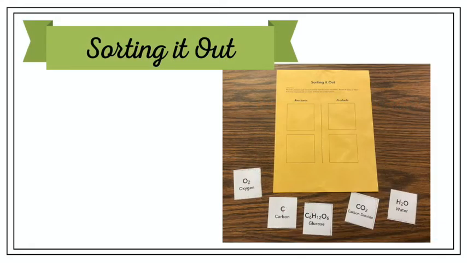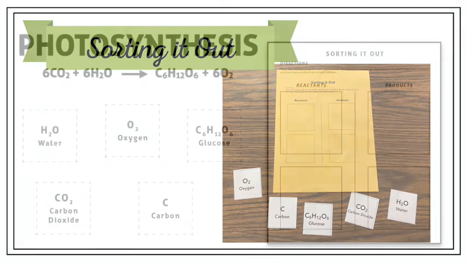Work in pairs for the next activity. Each pair will need a sorting it out page and a set of chemical cards. You'll use these to describe the chemical reactions that move carbon between reservoirs.